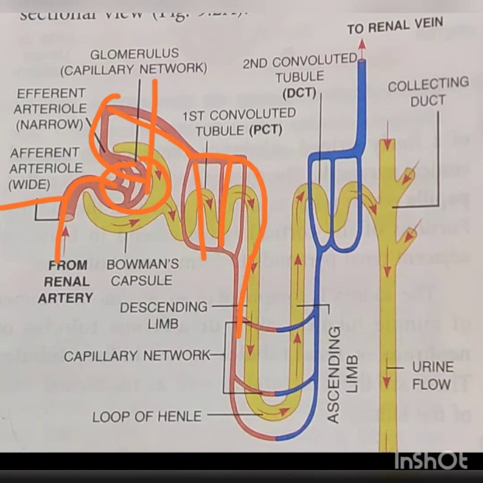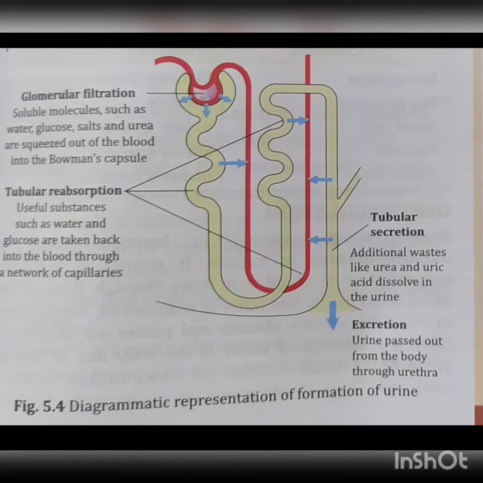The tiny vessels of the network lead to a larger vessel, and eventually the blood is carried to one of the two renal veins. The renal vein carries the blood back towards the heart. The process of formation of urine includes three processes: glomerular filtration, tubular reabsorption, and tubular secretion, and finally the excretion.